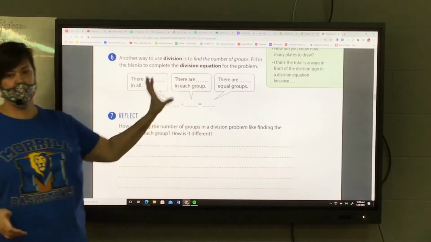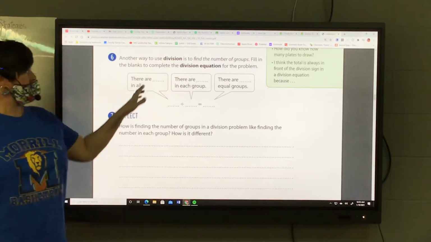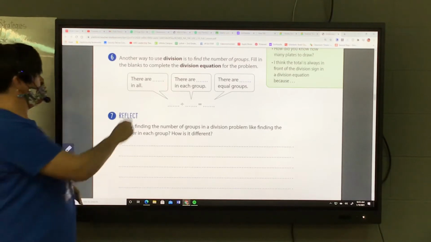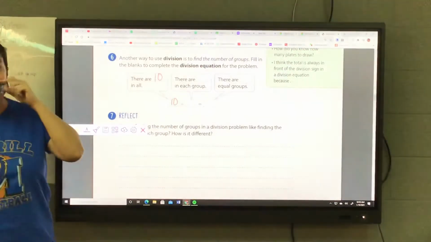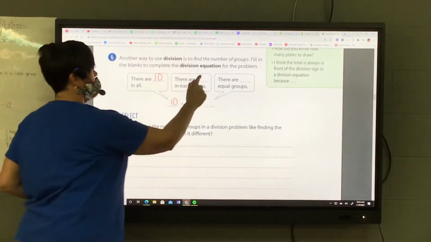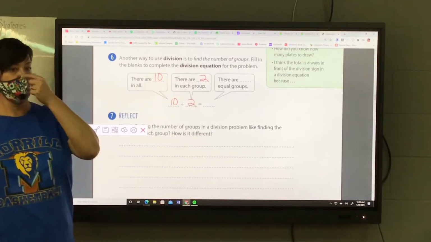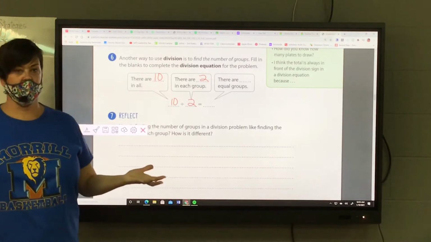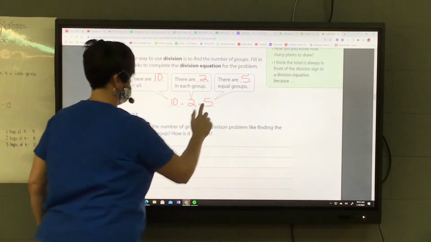We did this before and we just wrote it right above there. So how many were there in all? 10. Jot it down and then bring it down here too. How many were in each group that we made? 2. And then how many equal groups did we decide there were? 5. You got it?